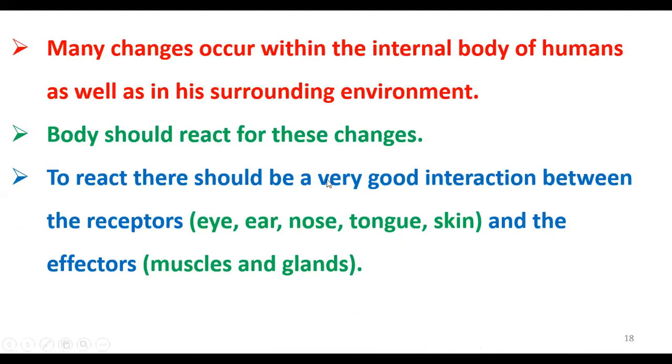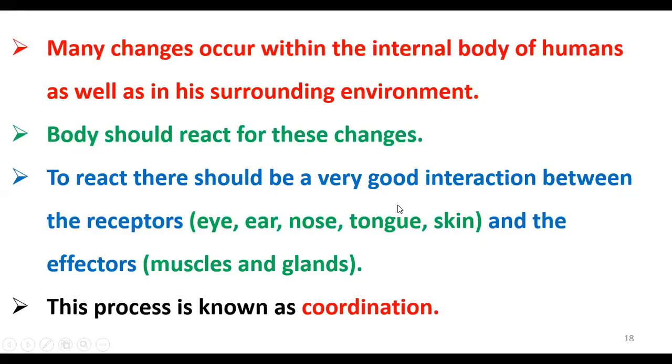To react, there should be a very good interaction between the receptor and the effector. Always I told you receptors are the sensory organs. Sure question. For your exam, name 5 receptors. Then you can name eye, ear, nose, tongue, skin. The sensory organs. Very simple. And the effectors. The effectors are the organs or the muscles or the glands which show a reaction. Now I will give some examples. This process is known as coordination.